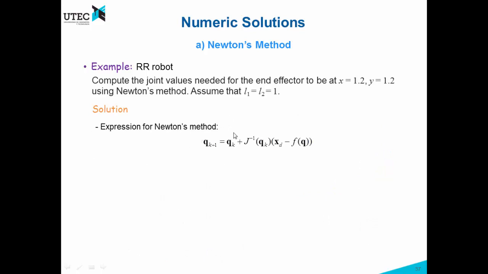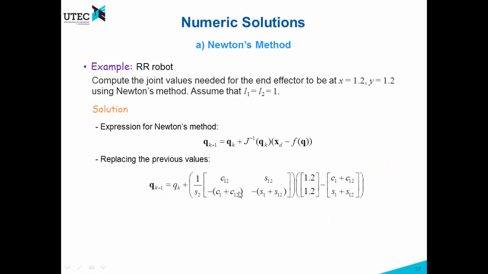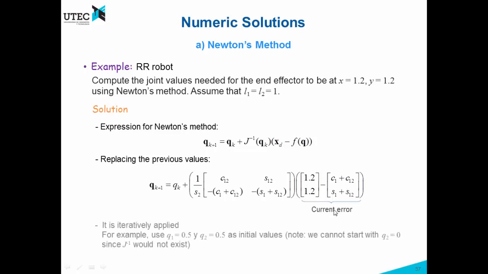The expression for Newton's method is this one. We are just replacing the values. We computed this Jacobian inverse, which is this term. The x desired is this 1.2, 1.2, and the forward kinematics is this expression. This is the current error as well. So this is iteratively applied using some software. For example, we can use Q1 equals 0.5 and Q2 equals 0.5 as initial values. Note that we cannot start with Q2 equals 0, because in that case we would have 1 over 0, and that would make the inverse of the Jacobian not exist.